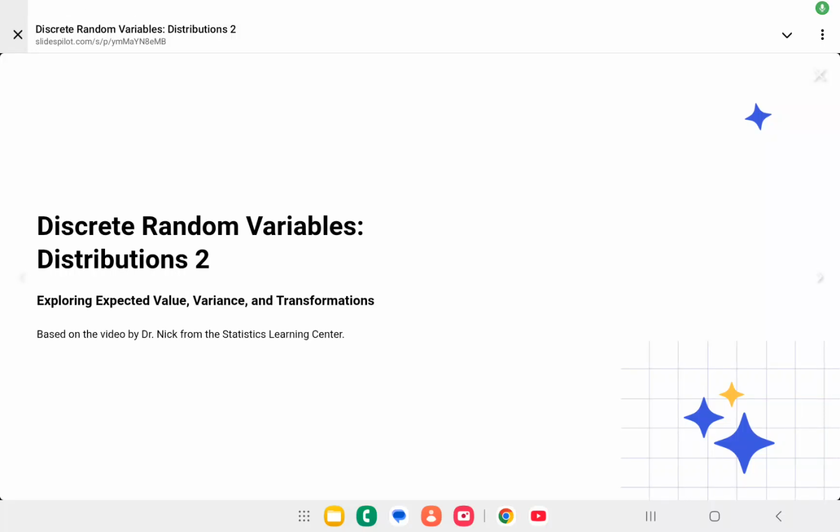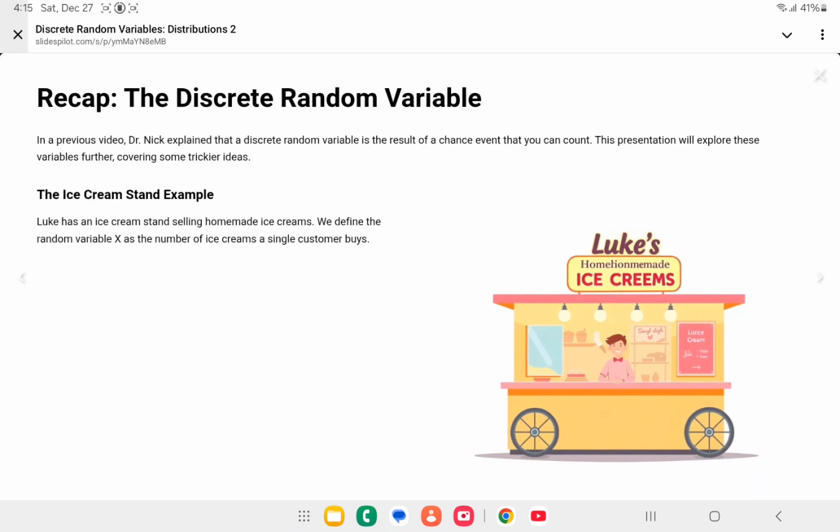In our previous video, I explained what random variables are and what they do. In this video, we will explore discrete random variables further. This has some tricky ideas in it, so you may need to pause the video and think as we go through, or watch the video several times. A discrete random variable is the result of a chance event that you can count.